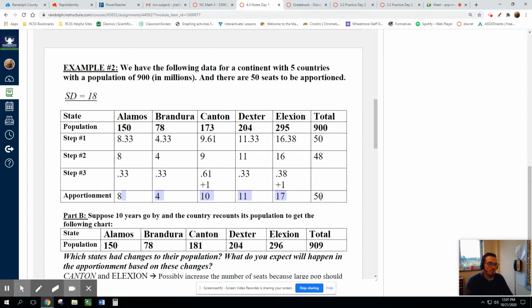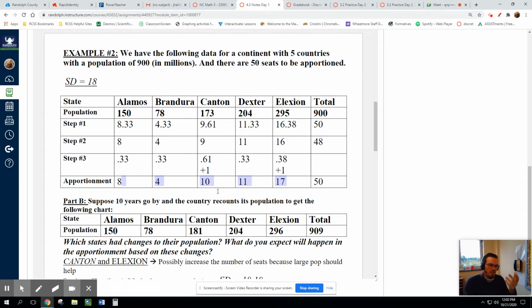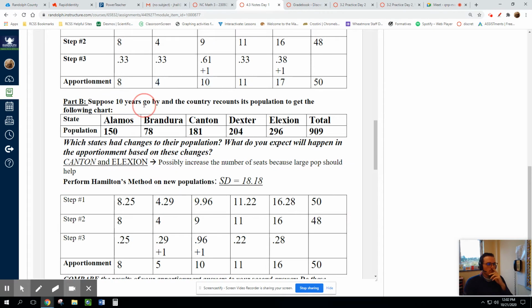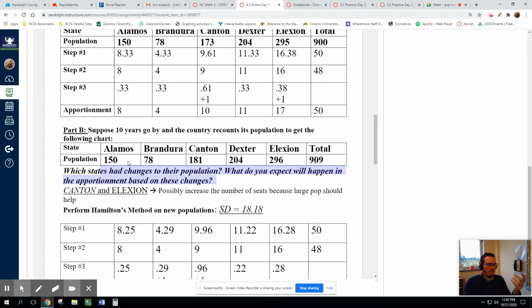Now, the question that we propose is, all right, 10 years have gone by and the country recounts its populations and then wants to go from there. So 10 years have gone by, the populations have increased. Population is always going to increase, so this is an everyday situation. So we suppose that 10 years go by and the country recounts again. Now we have 909 million people. So which states have changed their population? Well, Alamos is fine.